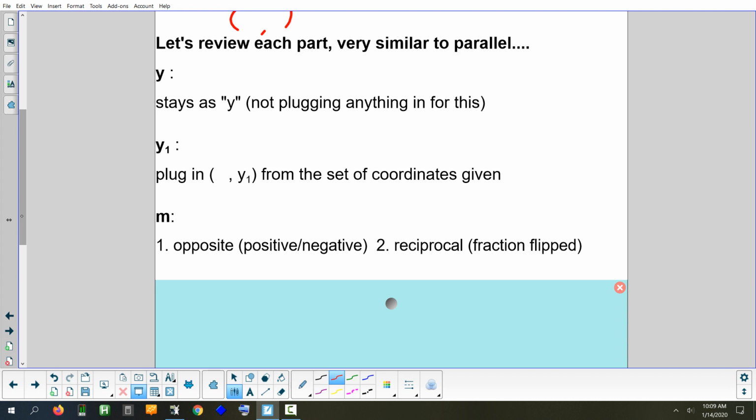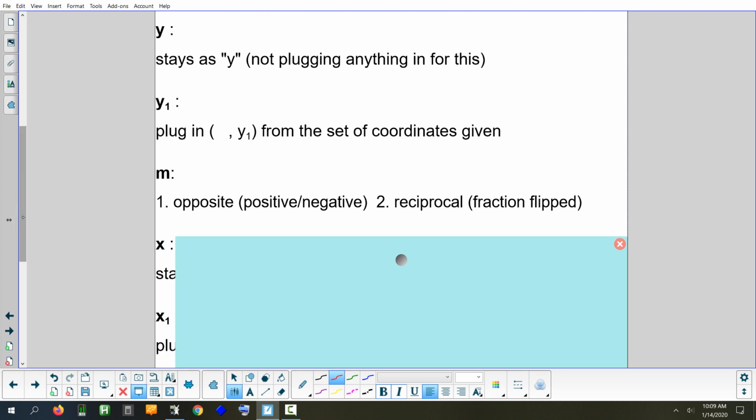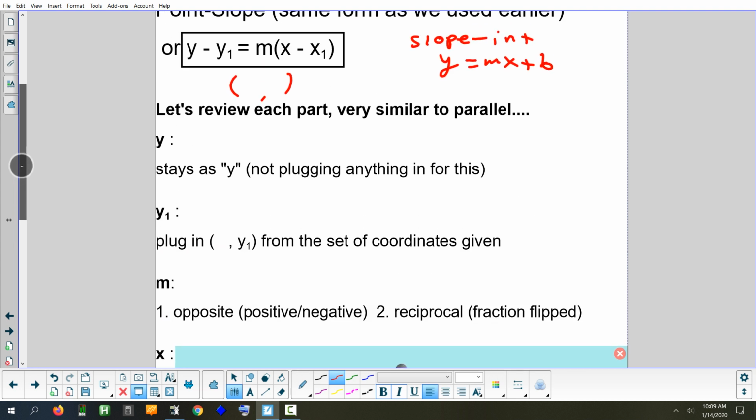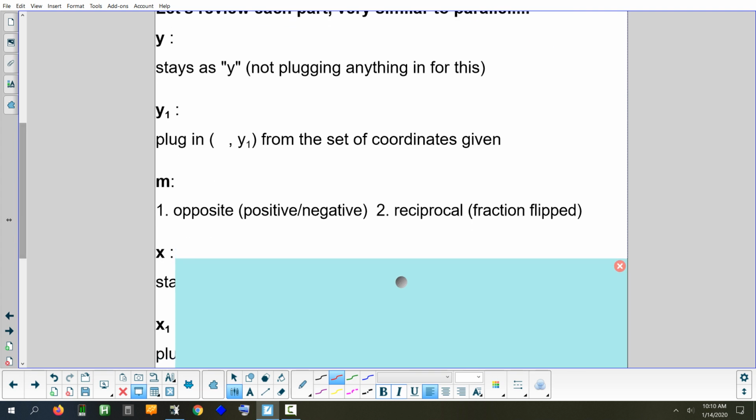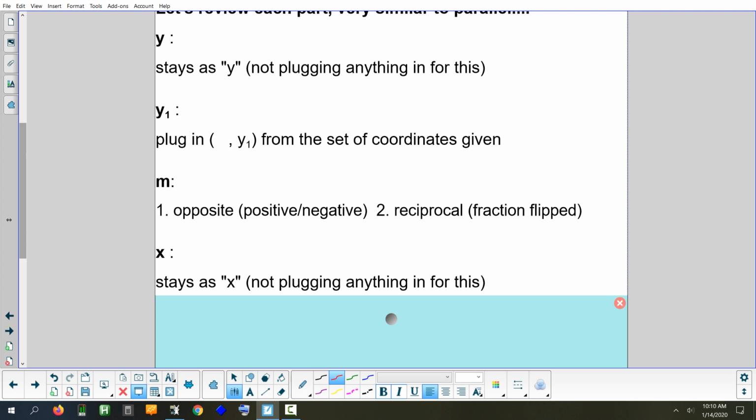Now, I already answered this, but does it technically matter which one you do first? No. You have to make it the opposite and then flip it, or you can flip it and then make it the opposite. It'll come out the same. Okay. How about x? That's right after the parenthesis in our box. x stays the same.